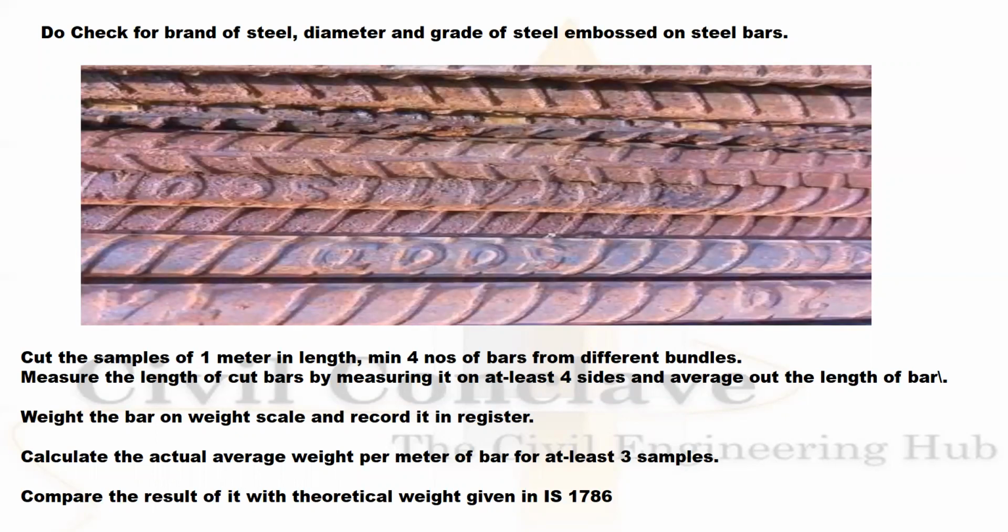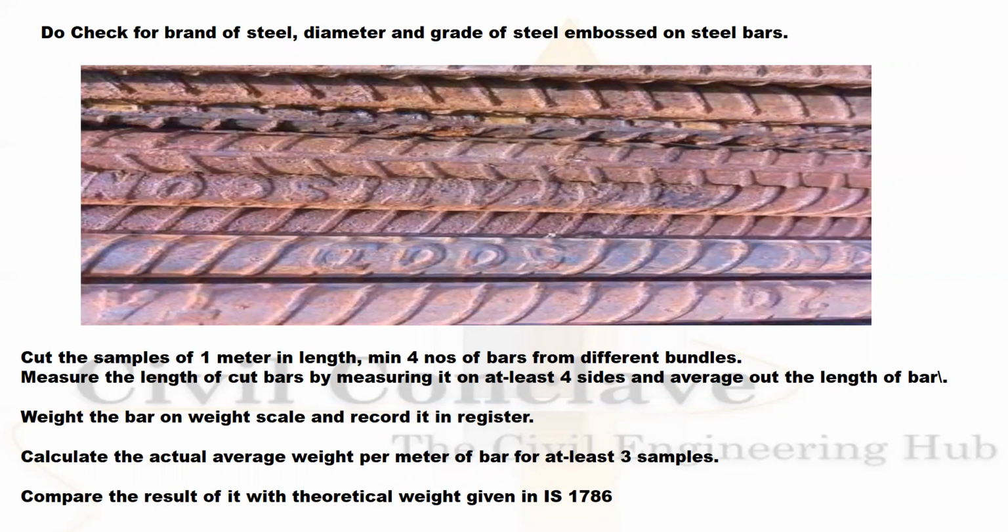Cut 1 meter length exactly, a minimum of 4 bars from different bundles. Weigh the bar on a scale and record its weight in your register. Calculate the average weight per meter of a bar for at least 3 samples.